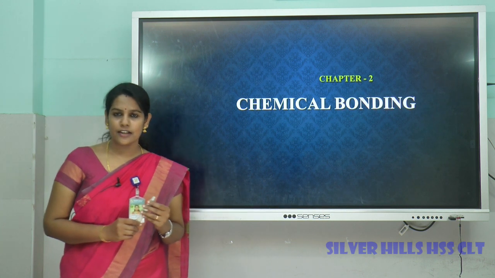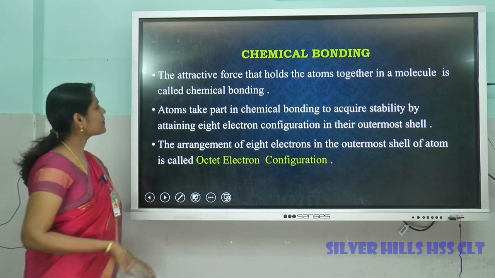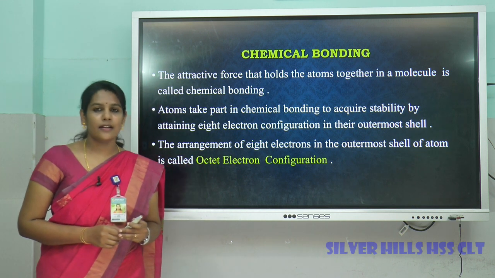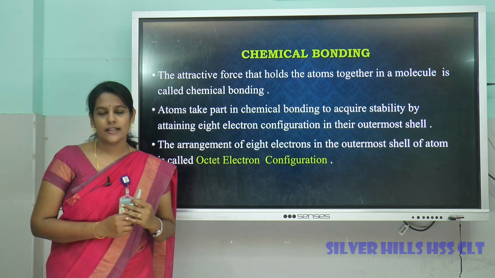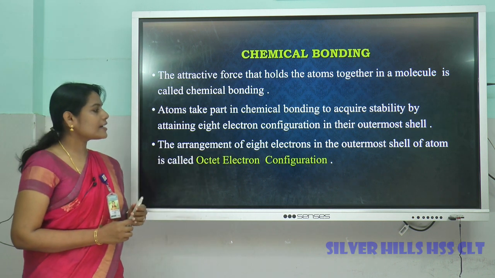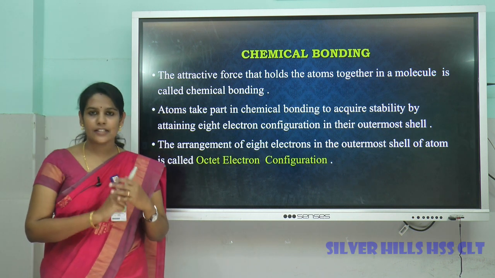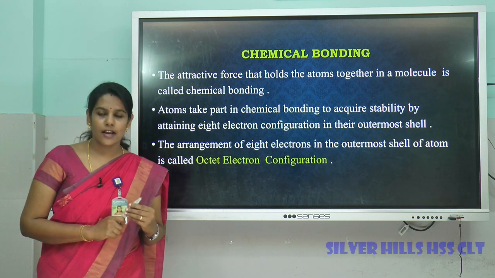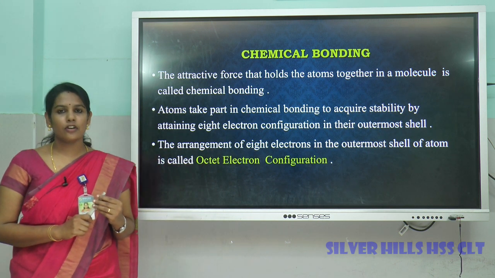So today in this session, we will discuss types of chemical bonding. Chemical bonding: the attractive force that holds the atoms together in a molecule is called chemical bonding. Atoms take part in chemical bonding to attain stability, that is by acquiring 8 electrons in the outermost shell. The arrangement of 8 electrons in the outermost shell of an atom is called octet electron configuration.